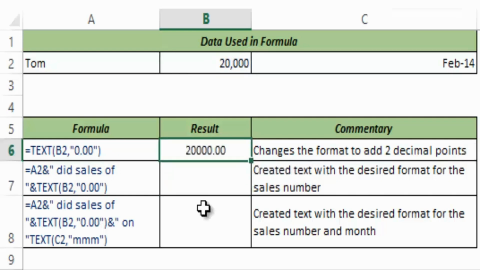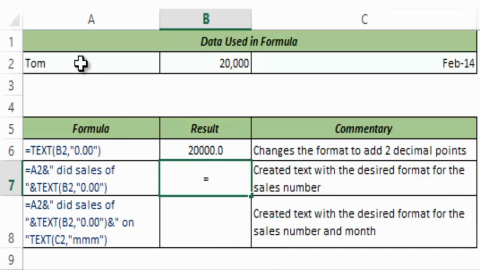Now instantly this changes the format of B2 and it displays 20,000 with 2 decimal points. I can change the format here. I can make it 1 decimal point and it would change here. Now the benefit of the text function is that you can use this to change the format of a cell and at the same time append it with some other text. So for example, if I ask you to write Tom did sales of 20,000 with a decimal point, then you would not be able to do this using custom formatting very easily, but with the text function you can do it easily. So let me show you how this works.